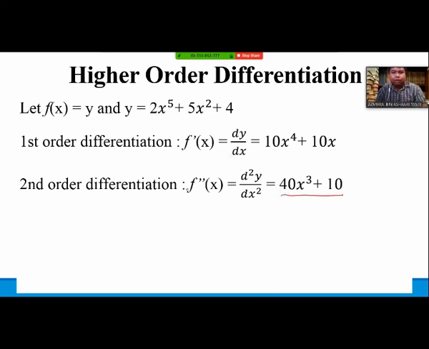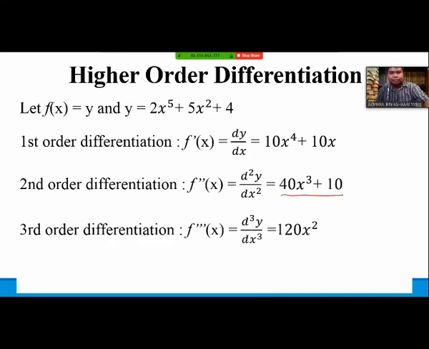If you want to differentiate again for the third order, it will be like this. Using this one, you move 3 to the front, it becomes 120, and 3 minus 1 becomes 2, so this is power of 2. And of course this is a constant, so it becomes 0.